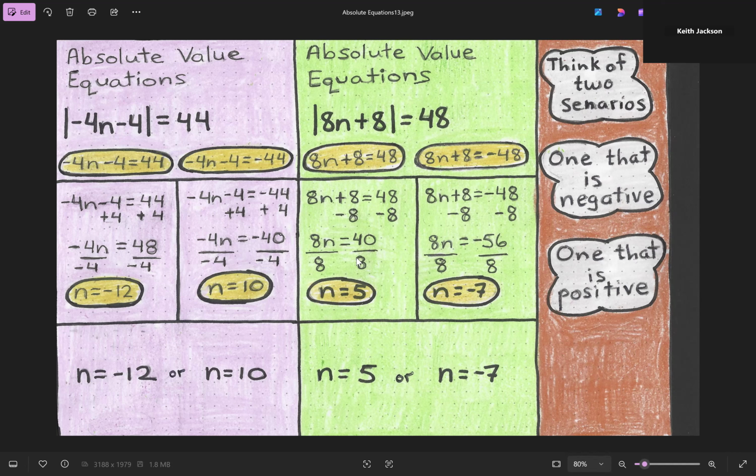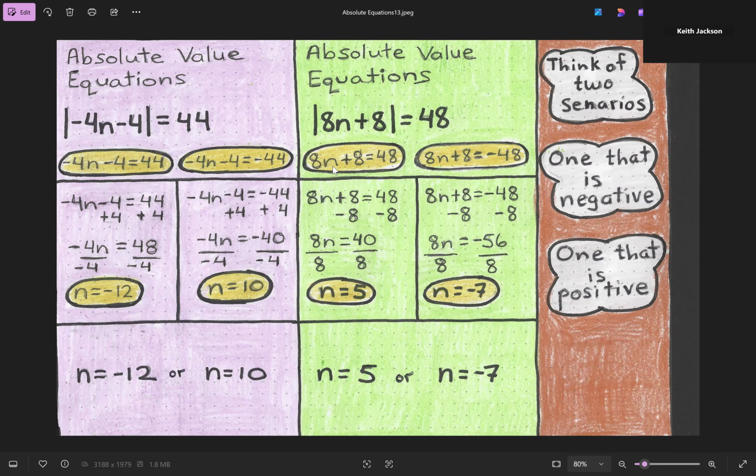Let's move on to the second big example, in which we have the absolute value of 8n plus 8, whatever that is going to give me the value of 48. And so let's go ahead and put our two equations right here, one positive and one negative, in which we have 8n plus 8 is equal to 48, while the other one will be 8n plus 8 will equal a negative 48.